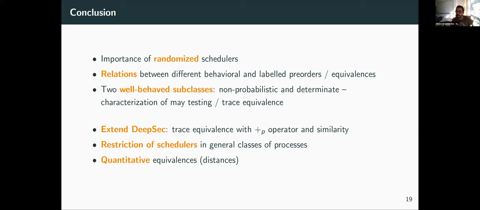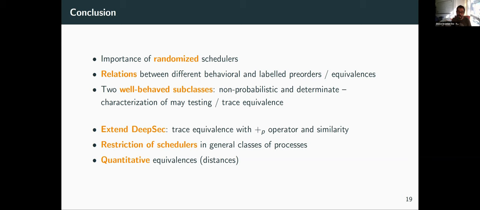general classes of processes to get more realistic indistinguishability behaviors, so avoiding that the scheduler can leak the probabilistic choices. And another thing, which is maybe a little bit more speculative, is what about more quantitative equivalences like distances? So rather than saying that they must have exactly the same probability to output on a channel C or have exactly the same behavior, we might be able to take these quantitative equivalences and measure the distance.